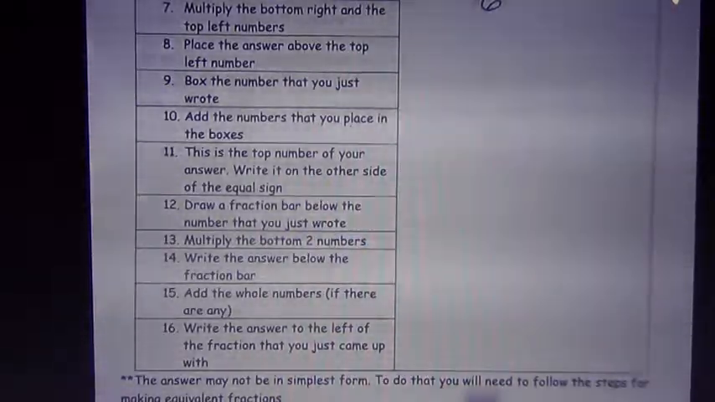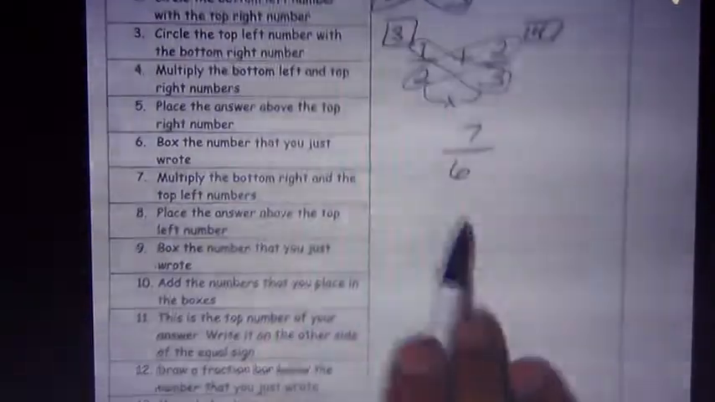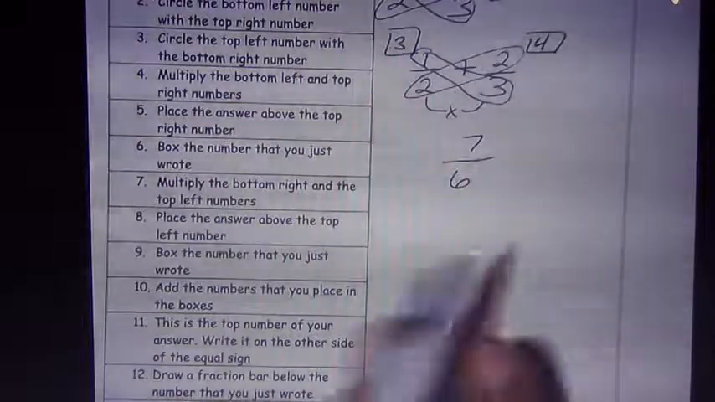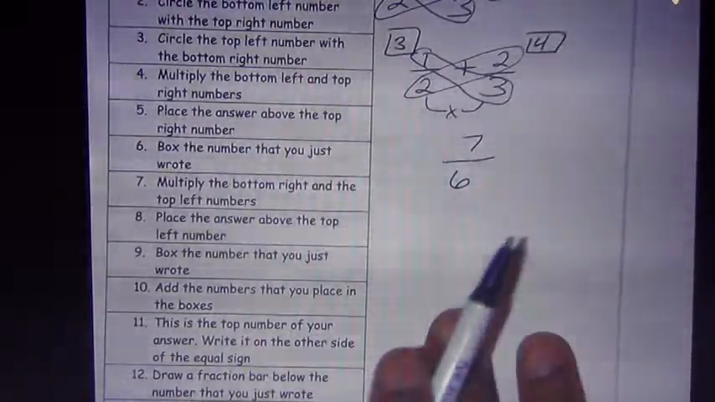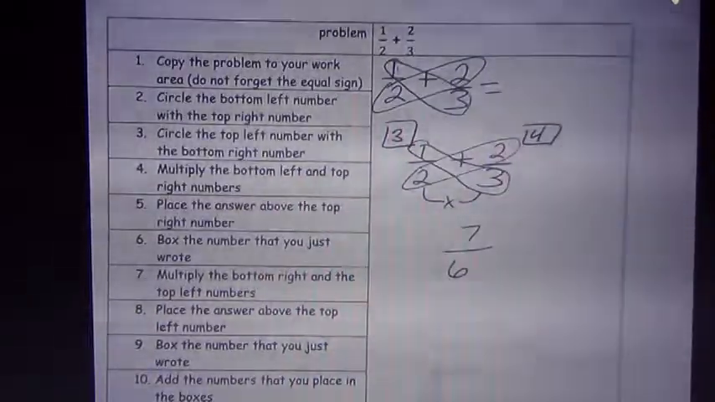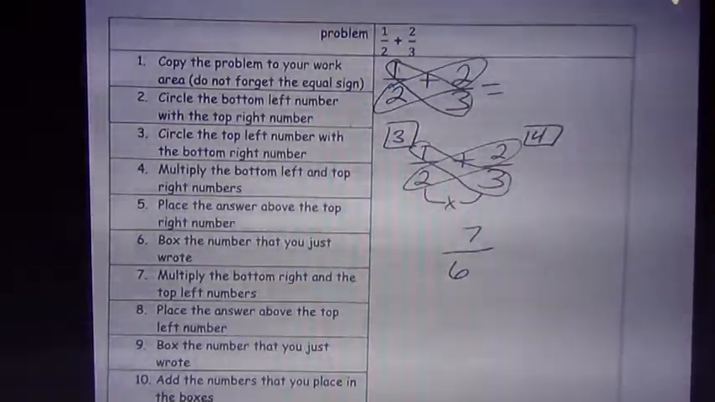To do that, you will need to follow the steps for making equivalent fractions. This is actually an improper fraction. We're not solving today. We're not trying to figure out how to make an improper fraction a mixed number. I simply wanted to go over the steps for how to solve fractions with unlike denominators using the butterfly method.